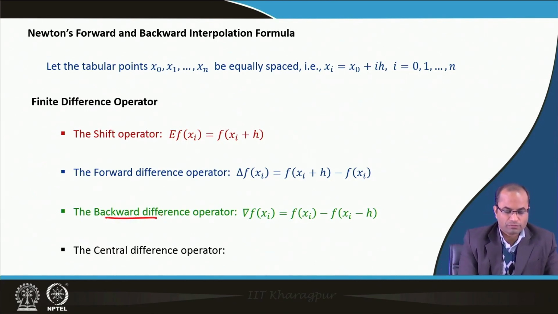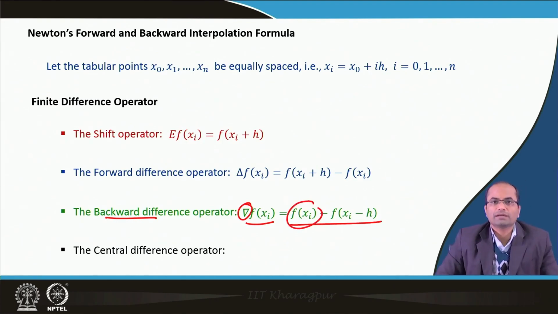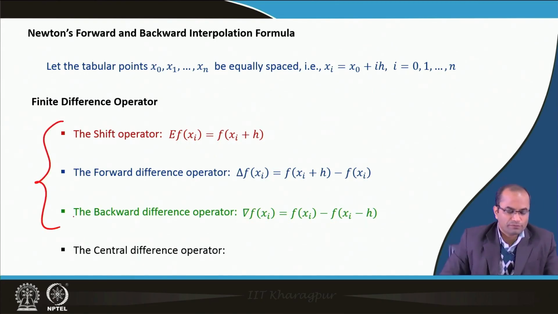There is a backward difference operator as well, which is denoted by nabla. Nabla f x i is the other way around: f x i minus f x i minus h, so the value at the previous data point. So, these are basically the three operators which we will be using in this lecture: the shift operator E, the forward difference operator delta, and the backward difference operator nabla. Then also there is a central difference operator.